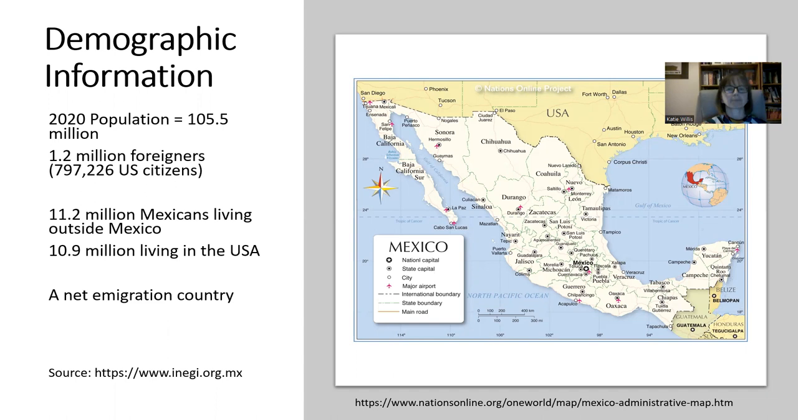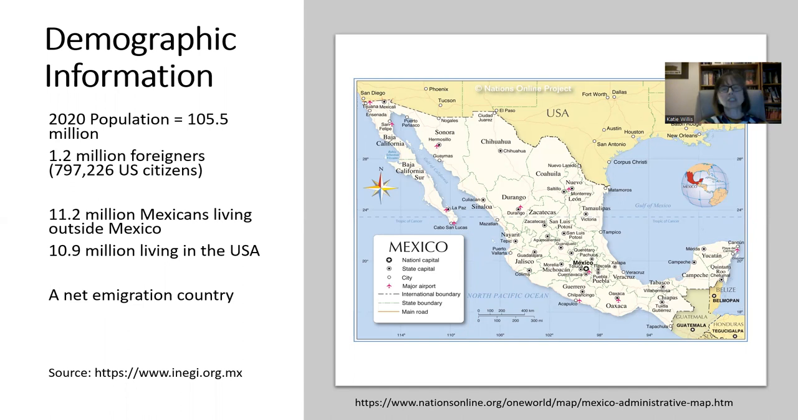Again, if we're thinking about Mexican history, in the 16th century, Europeans arrived in Mexico. So you would have had an indigenous population there at the time. Europeans arrived and over time settled. And there was mixing between indigenous and European populations. So you now have a large percentage of the Mexican population who are of mixed indigenous and European heritage.